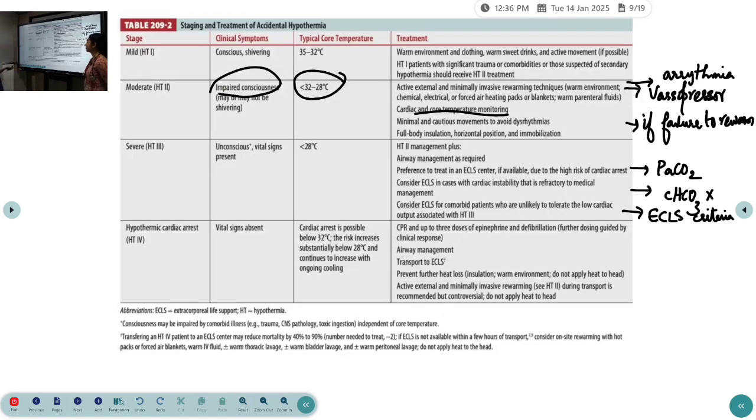Then coming to the fourth stage, that is the hypothermic with cardiac arrest. Whenever the patient's temperature goes below 32 degrees Celsius, there is a possibility of cardiac arrest, and when the temperature goes below 28, there is a high chance of cardiac arrest. As soon as the patient comes, we start giving CPR, and if the ECLS center is within 6 hours of transportation, we will try to shift the patient to a center where there is ECLS.